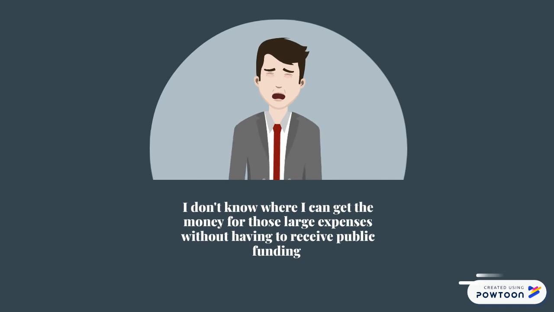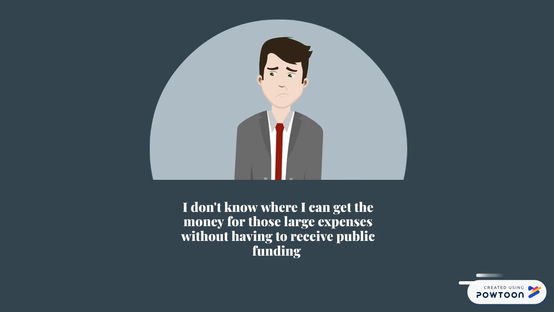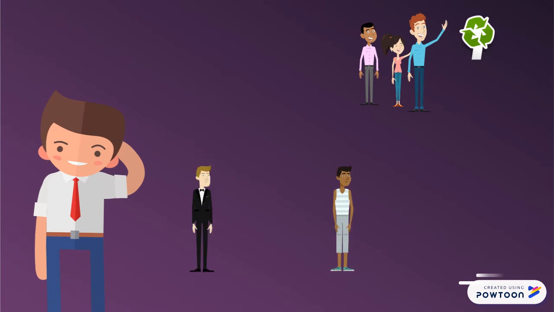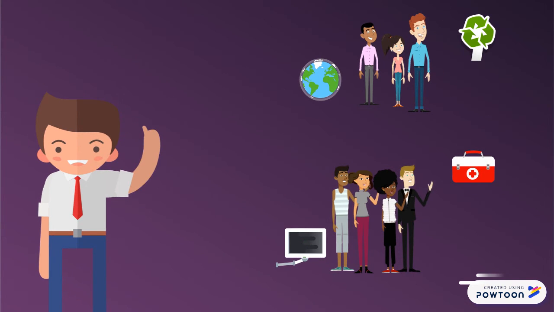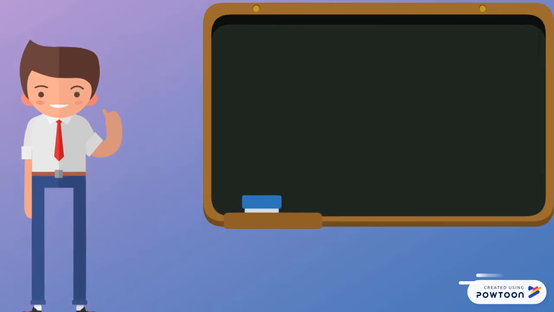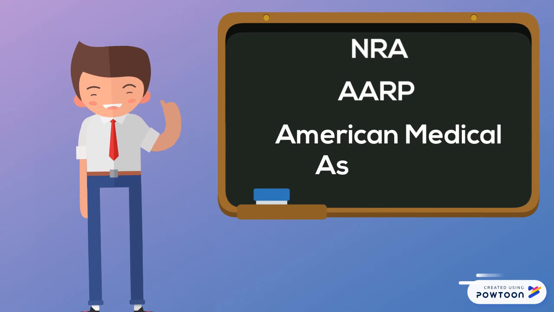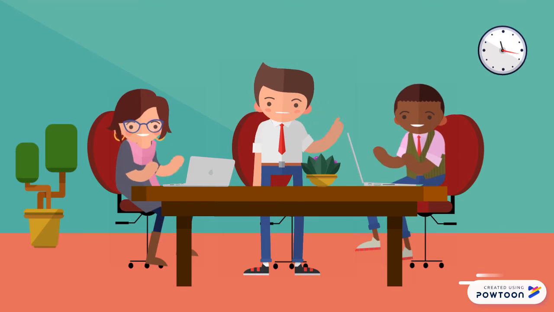But I don't know where I can get the money for those large expenses without having to receive public funding. Well, there are always interest groups that are willing to finance the candidate's campaign in hopes that the candidate can advocate for their common goal. Interest groups are groups who share a common interest or goal as the candidates. Some examples of interest groups are the NRA, the AARP, and the American.